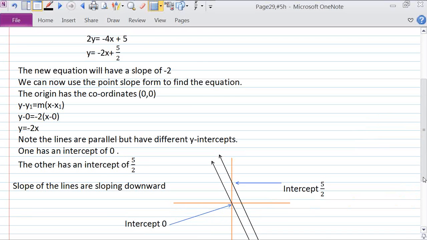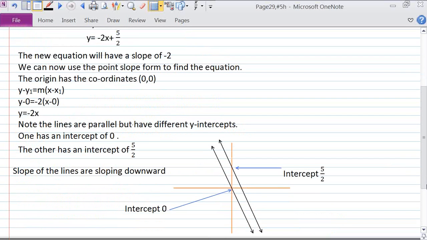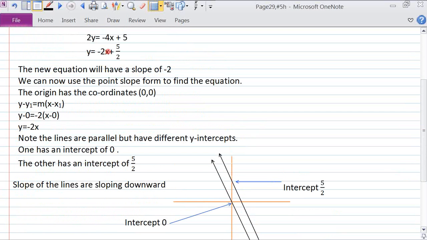So if we want to visualize this problem, here we have our line, minus 2x plus 5 over 2. Remember that b is the y-intercept, roughly here, let's say. And notice that it has a negative slope. This line is sloping downward. Remember what we said? So this is this one. And then the line parallel to it that goes through the origin has to be this one here.